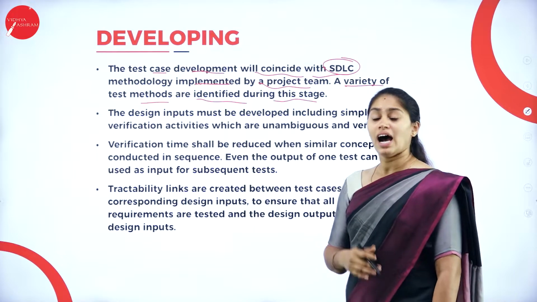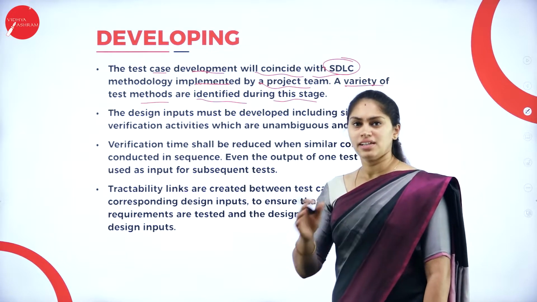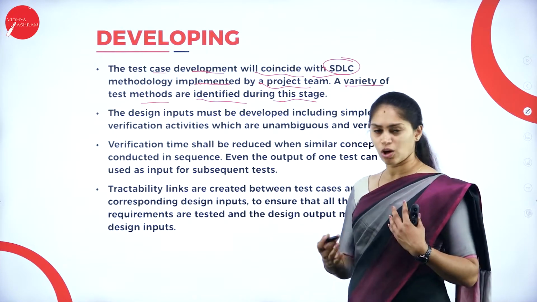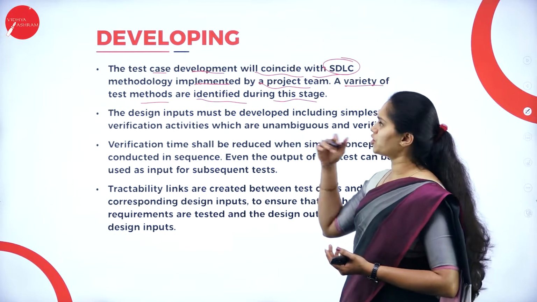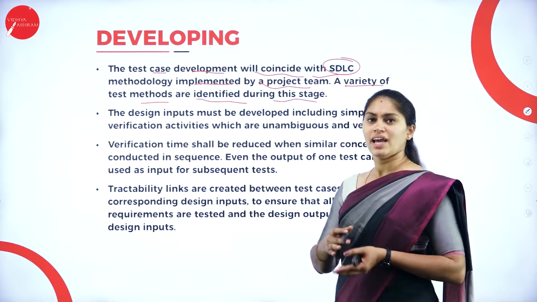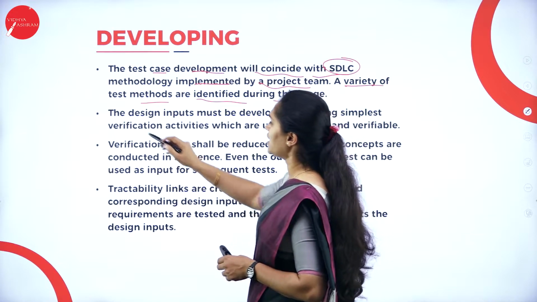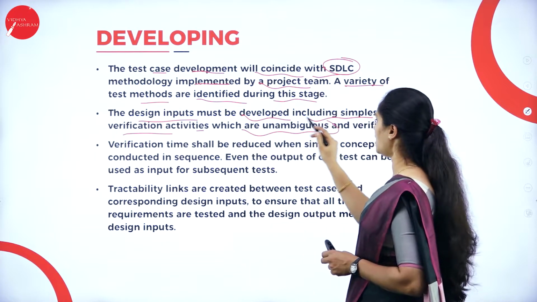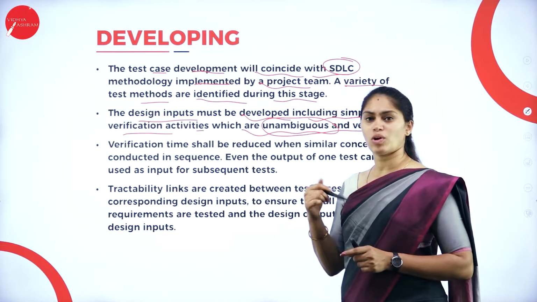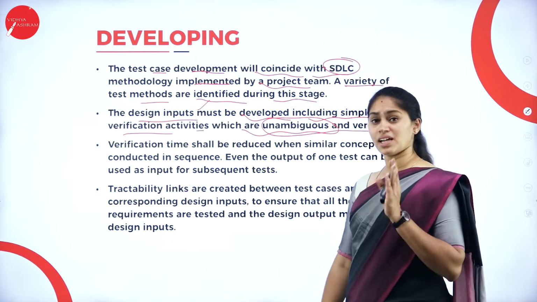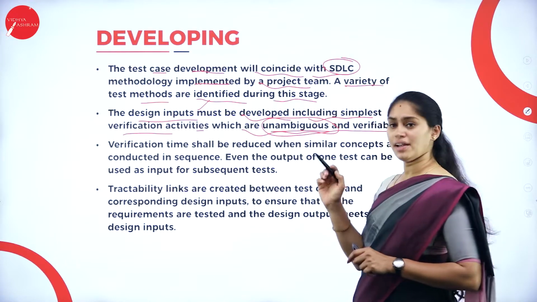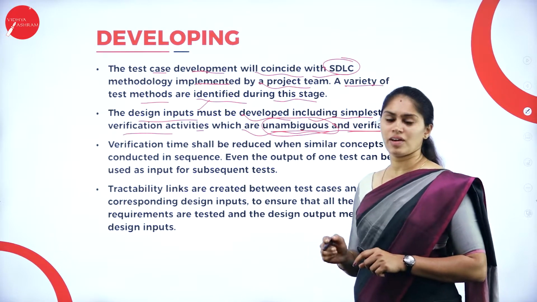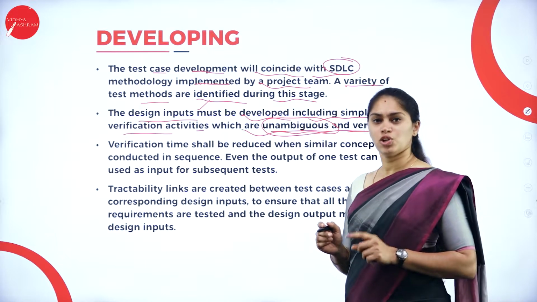So here we are going to identify the 360-degree view of the design. We will be focusing on the design input, what the design output is, how the link will be established, how we are going to do the developing, and what programming languages we are using. Everything will be specified, so that the design inputs developed include the simplest verification activities, which are unambiguous and verifiable. What kind of design inputs do we have to take? They must be clear, that means unambiguous, error free or confusion free, and verifiable. Only if we have a verifiable specification can it be used for development.